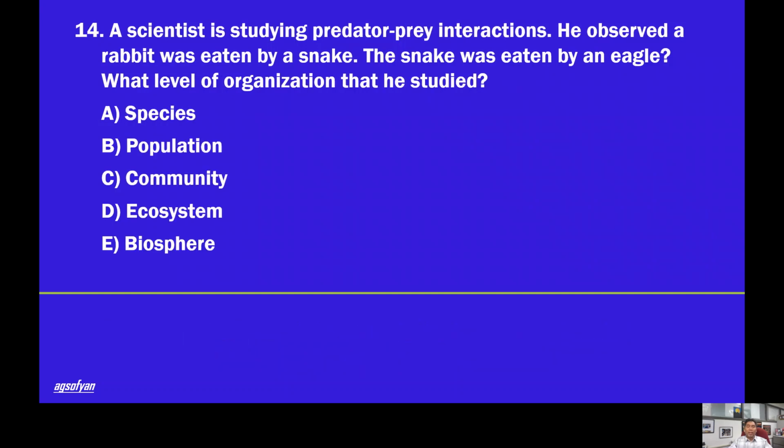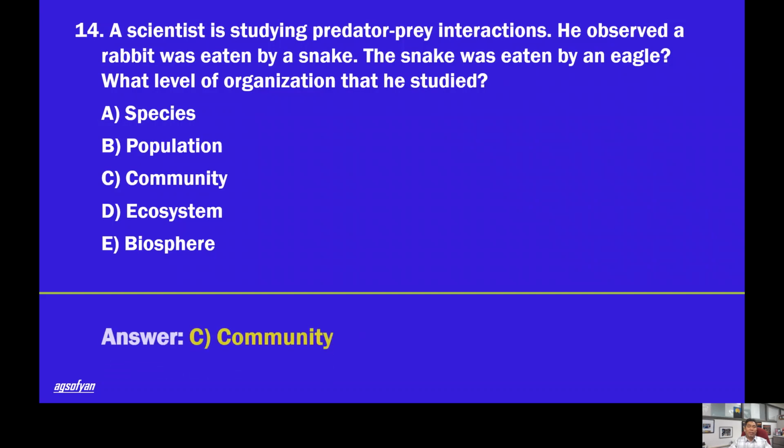Number 14. A scientist is studying predator-prey interaction. He observed a rabbit was eaten by a snake. The snake was eaten by an eagle. What level of organization did he study? A. Species level. B. Population level. C. Community level. D. Ecosystem level. E. Biosphere level. Choose your answer.